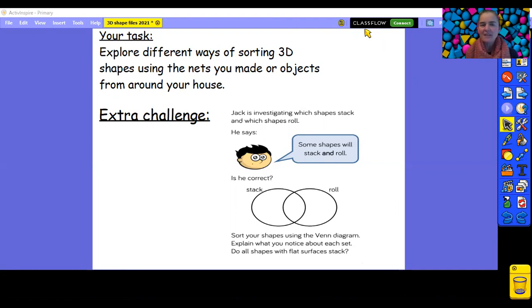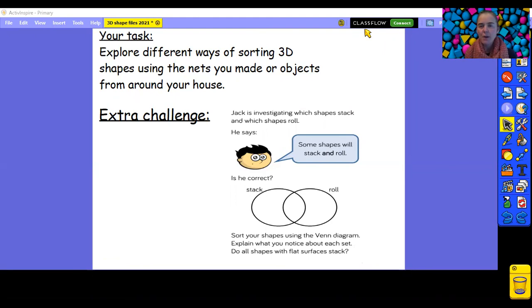Once you've done that, there is an extra challenge for you to have a look at. I'm going to read it out to you, but we've also sent this to you on the planning. It says, Jack is investigating which shapes stack and which shapes roll. He says, some shapes will stack and roll. Is he correct? And he's actually drawn a Venn diagram.